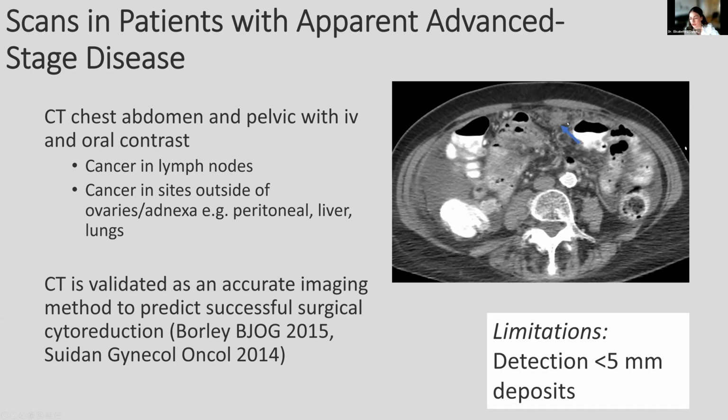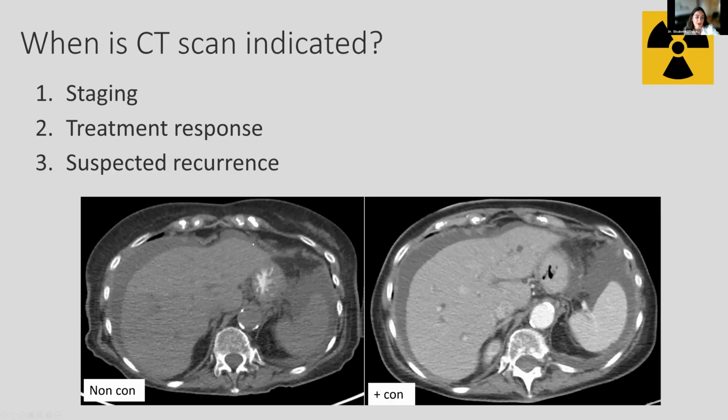So this is just an arrow showing you this. And as I said, we're very good at centimeter, probably less than 5 millimeters we're less good, and that's because of the inherent limitations of CT. So with CT, we take slices which typically have about 3 millimeters of difference between each slice. So deposits that are less than 5 millimeters can often be missed in those small slices. So it's not perfect.